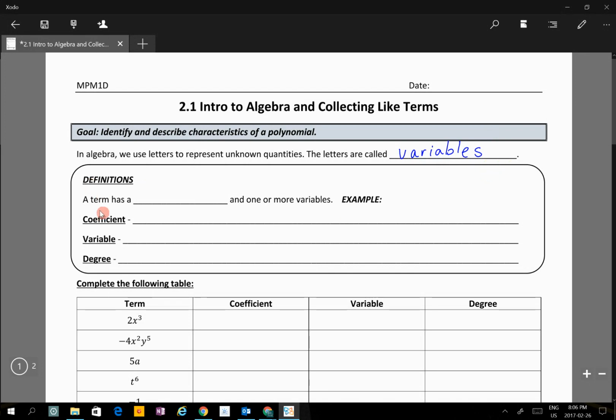Some other definitions that we need to understand. A term. Next we're going to use this word called a term very often. A term has a coefficient and one or more variables. An example of this would be something that looks like 2x, or something like negative 4, x squared, and y. Here, 2 is a coefficient, x is a variable. Here, negative 4 is a coefficient, x and y are variables.